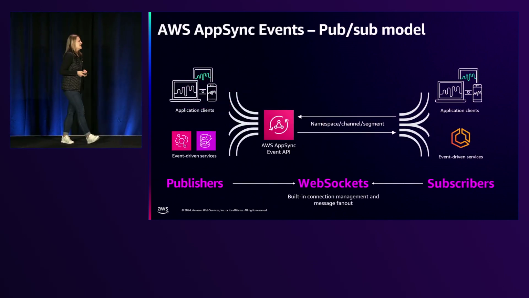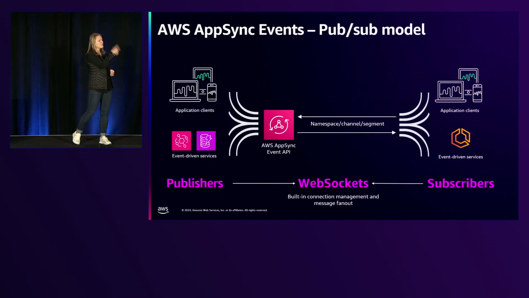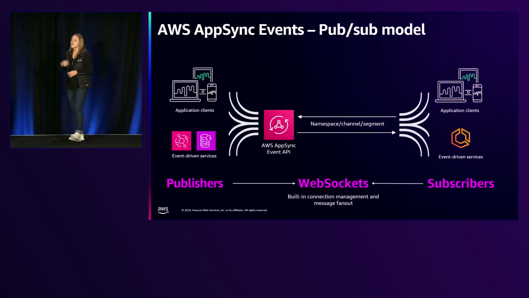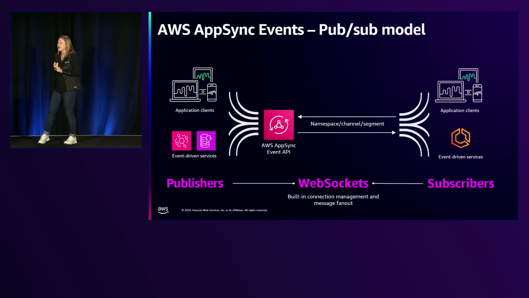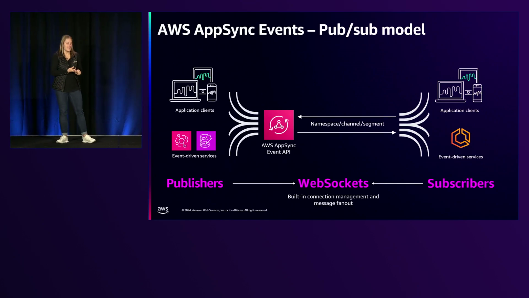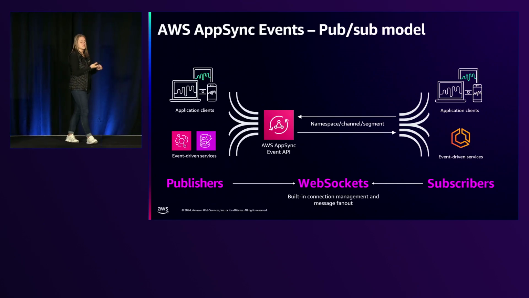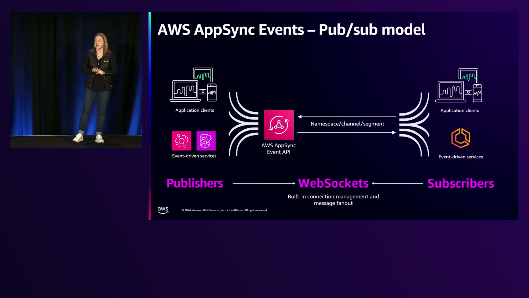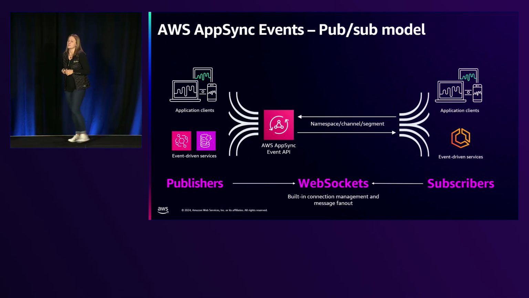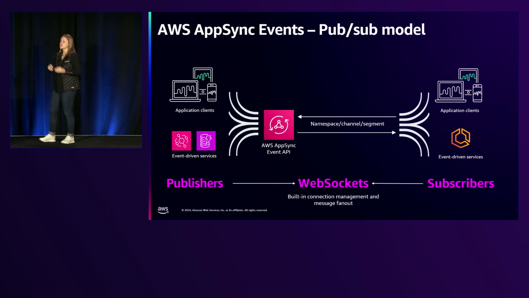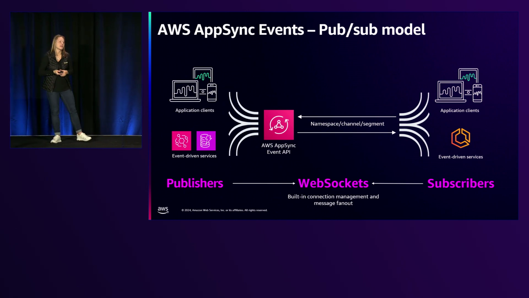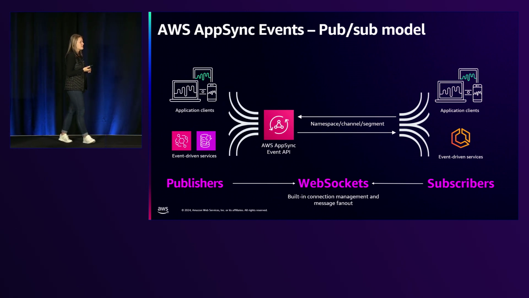So how does this work? It's pretty simple. We have publishers on the left side of the screen. Your publishers can be your application clients. These can also be back-end event-driven services like Amazon EventBridge or even DynamoDB with something like DynamoDB Streams. These publishers are publishing out over an HTTP post API call.